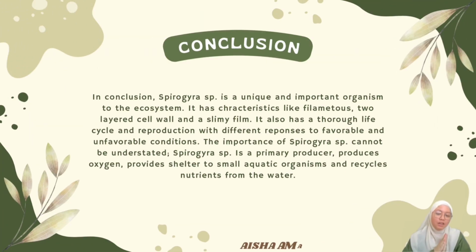You've reached the end of our video presentation, so I'll be concluding. In conclusion, Spirogyra species is a unique and important organism to the ecosystem. It has characteristics like filamentous structure, a two-layered cell wall, and a slimy film. It also has a thorough life cycle and reproduction with different responses to favorable and unfavorable conditions, as presented earlier.